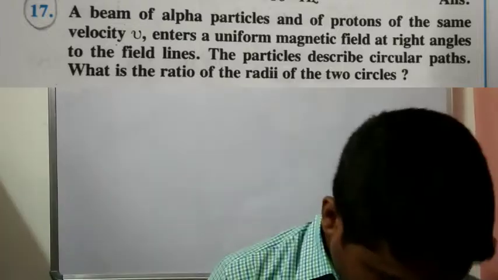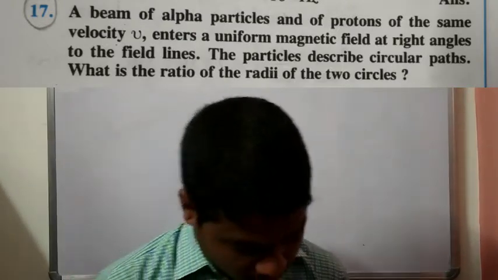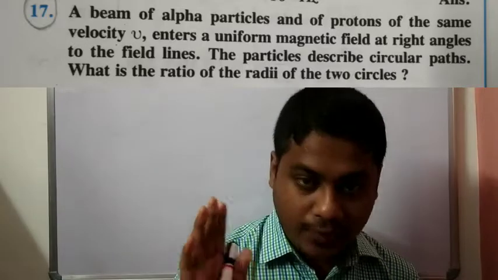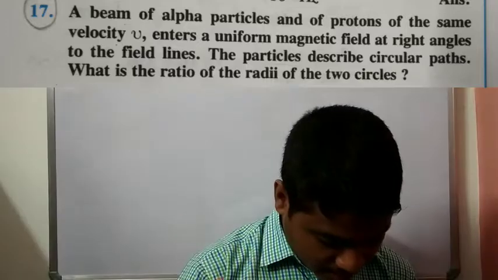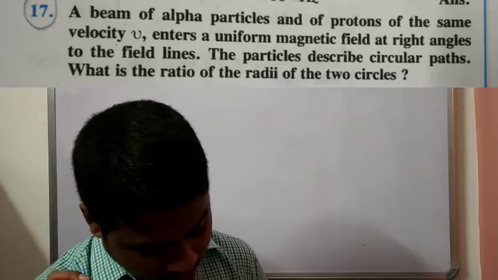The question is: a beam of alpha particles and of protons of the same velocity v enters a uniform magnetic field at right angles to the field lines. The particles describe circular paths. What is the ratio of the radii of the two circles?